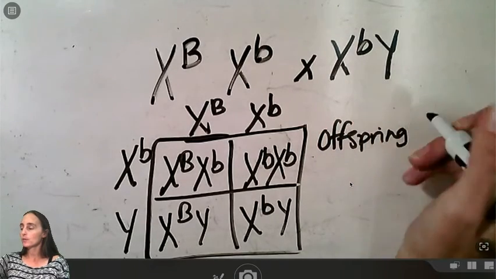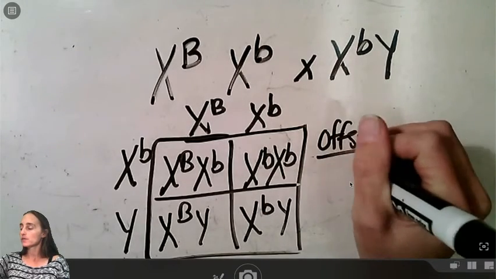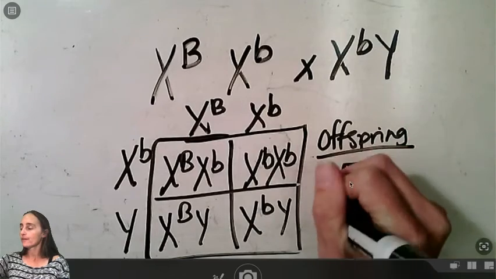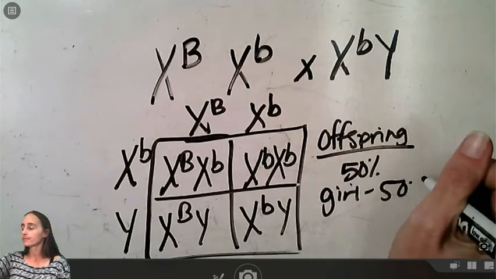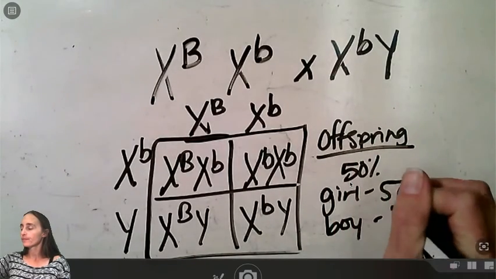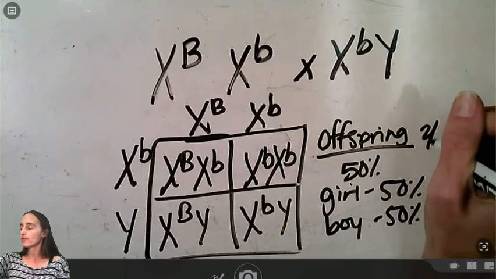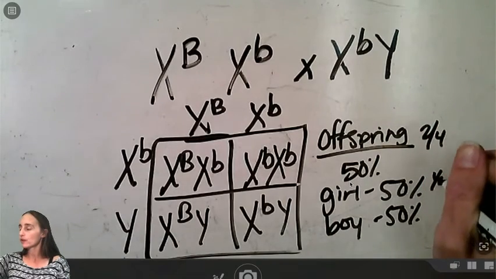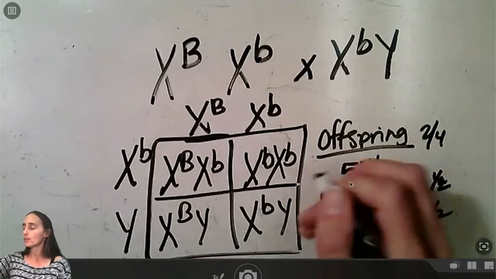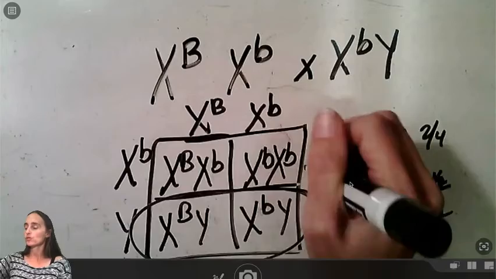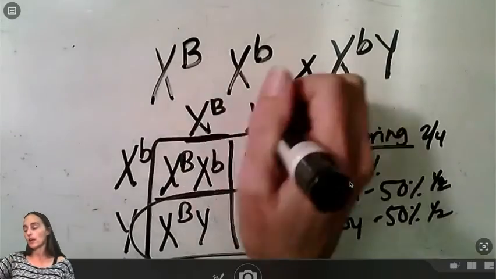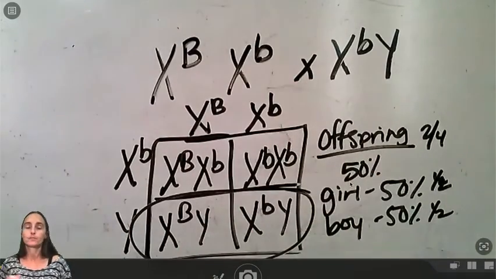What are the chances the offspring will be colorblind? It's 50. Girl, 50. Boy, 50. This one's 2 out of 4. This one's 1 out of 2. 1 out of 2. Okay, remember, these are boys. Those are girls. Unless you put your dad up here and your mom there, and then it'd be like up and down. Okay. All right.